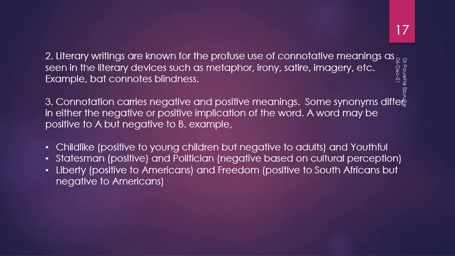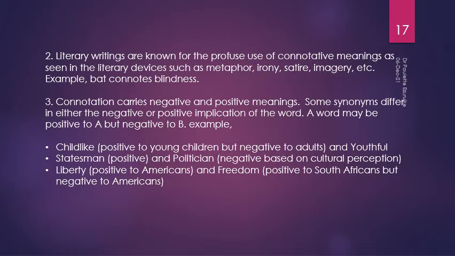Thirdly, we see that connotation carries negative and positive meanings. In other words, some synonyms differ in either the negative or positive implication of the word. For example, a word may be positive to Mr. A but negative to B. For example, childlike is positive to young children but negative to adults. To an adult, you can't say he is childlike, rather you can say he is youthful. By saying this, it is a compliment, whereas using childlike for an adult is more of derogatory.